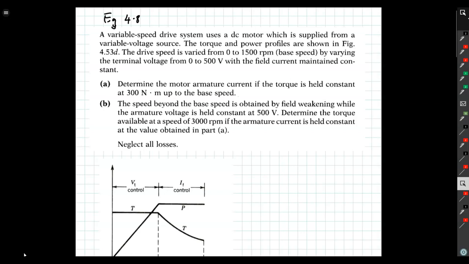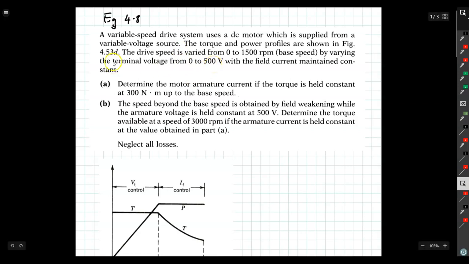It says that the DC motor is supplied by a variable voltage source, which means that we are going to assume there is a variable voltage source used to feed the DC motor, which can vary the voltage from 0 to 500 volts.